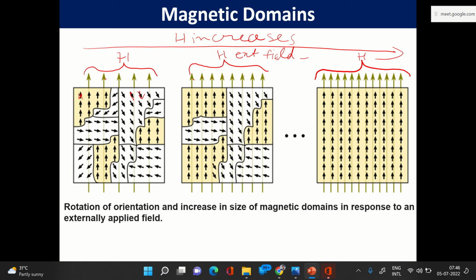So what has happened here, as the field is increased, you see this shaded area, the yellow color shades, that has increased. These spins have also converted, aligned with the field, and so the boundary, this domain, is gone. So this is what we call growth of the domain. The domain boundary is now vanished.